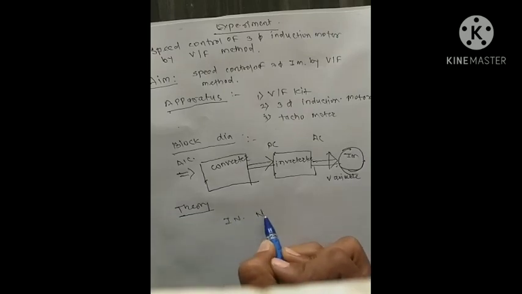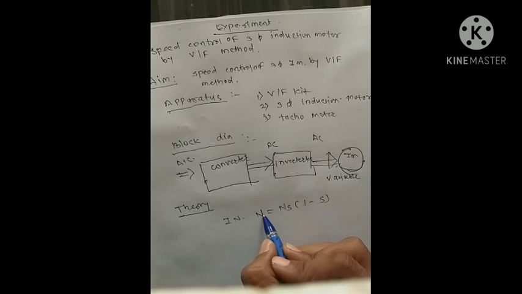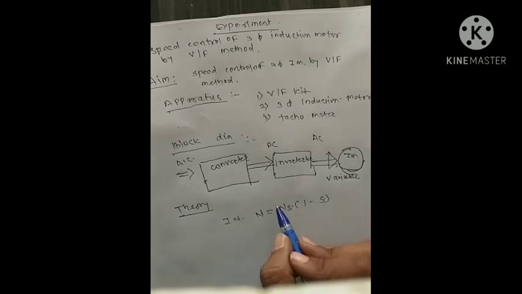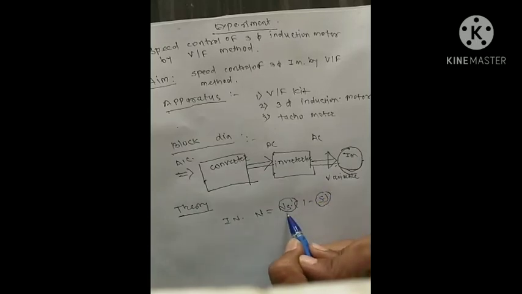For the induction motor, the speed N equals Ns (1 minus S), where N is the speed of the induction motor, Ns is the synchronous speed, and S is the slip. The speed can be changed by changing Ns or S. If we change Ns, speed changes. If we change S, speed also changes.